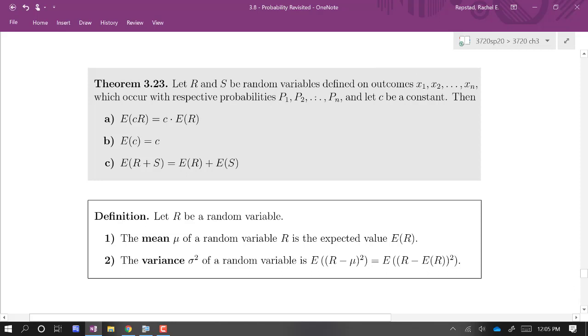So the probability of x1 is p1 and the probability of x2 is p2. And c is a constant. Then the expected value of c times R is c times the expected value of R. We can pull a constant multiple out of that expected value function. The expected value of a constant is just the constant. And the expected value of R plus S is the expected value of R plus the expected value of S. We can split up this function over addition.